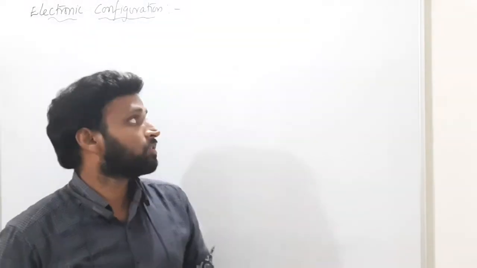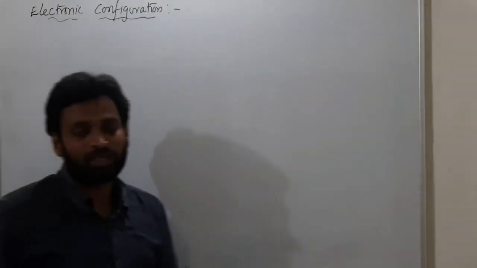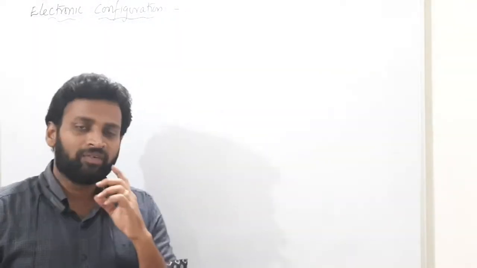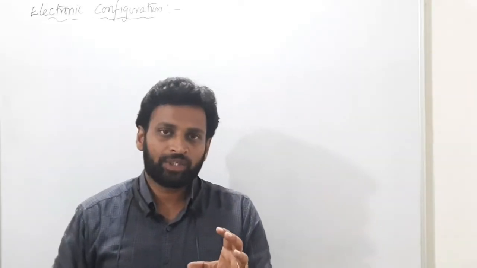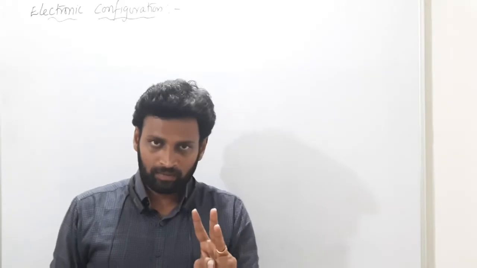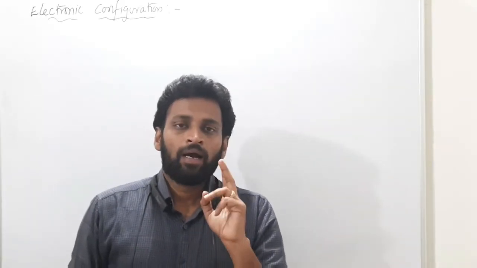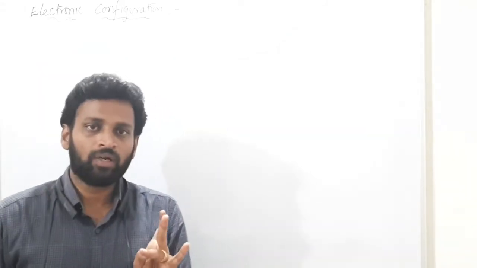Good afternoon. Now I'll continue the same electronic configuration. Previously, to write electronic configurations, three important things I was given: one is the Aufbau principle, and in that the Moeller diagram, and Hund's rule and Pauli's exclusion principle.